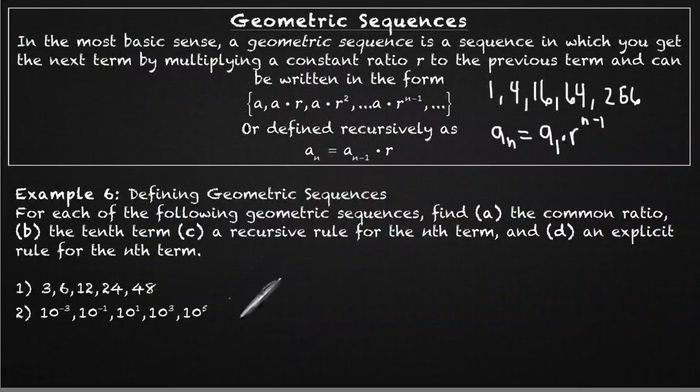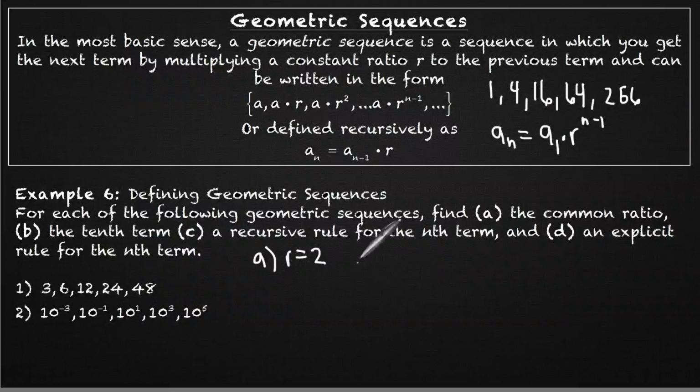All right, so let's see if we can do this. Here we have 3, 6, 12, 24, 48. Very simple. What is the common ratio? Letter A. What, in other words, what are you multiplying by each time? Well, you're clearly doubling your numbers, so the ratio r equals 2. 3 times 2 is 6, times 2 is 12, times 2, so on and so forth.